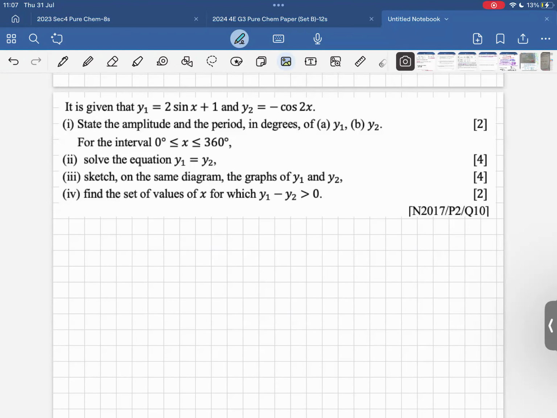Okay, this is 2017. When this question came out, most of them struggled with part 5, but actually, if we don't overthink, we remanipulate everything, it's actually quite simple and quite straightforward. So let's look at it together, okay?